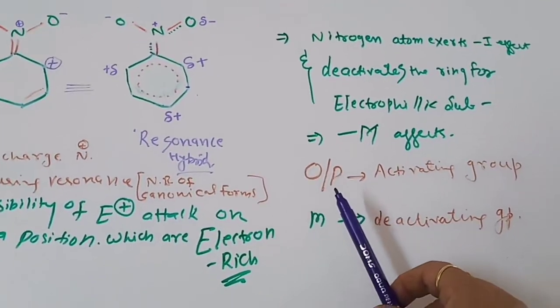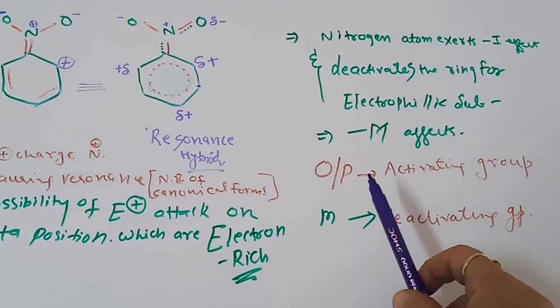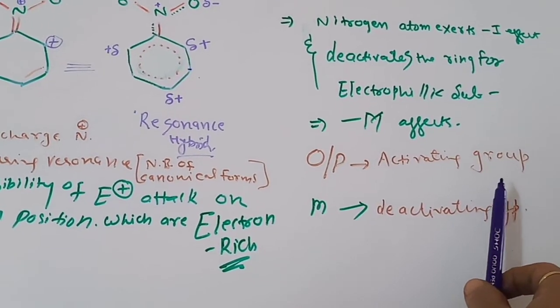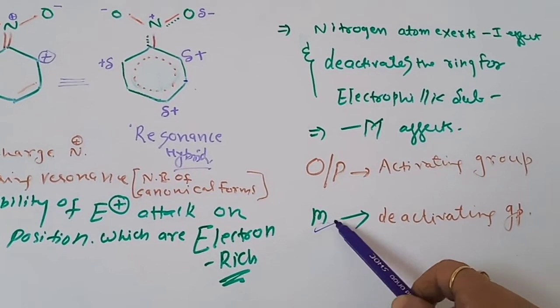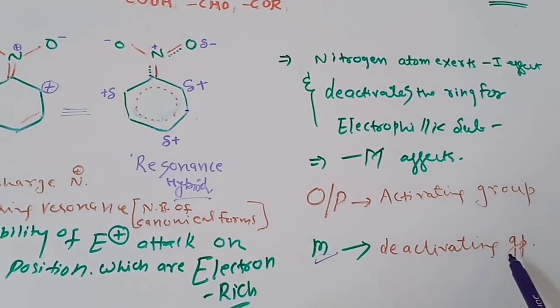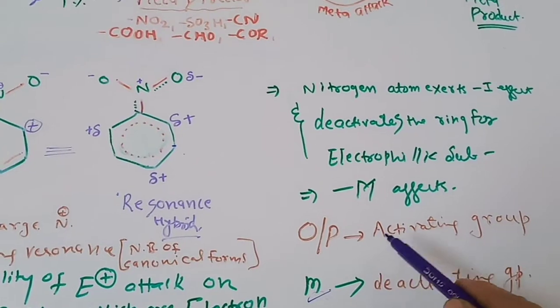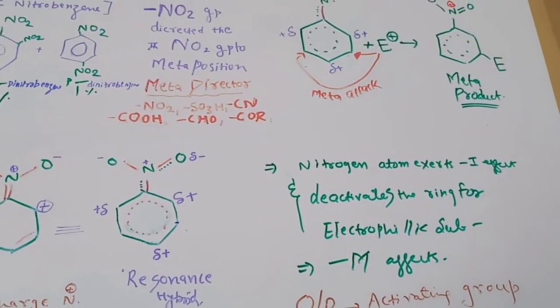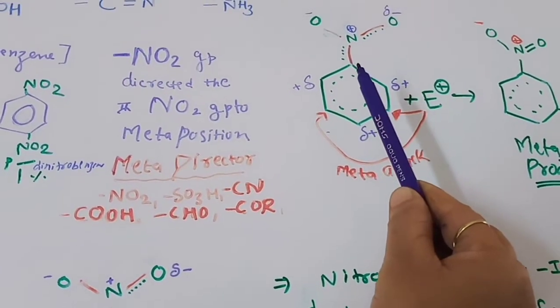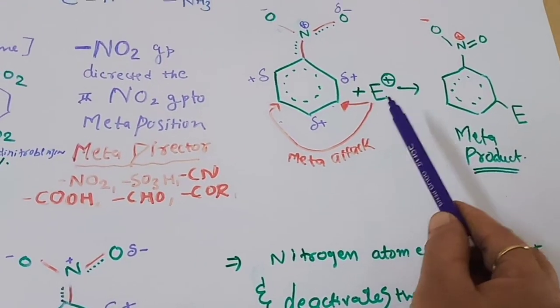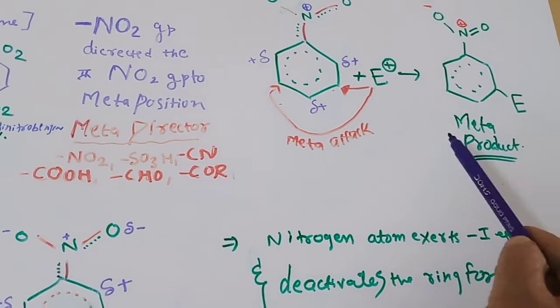We can conclude that ortho and para directing groups are activating groups, meaning they activate the ring for electrophilic substitution reactions, and the meta directing groups deactivate the ring for electrophilic substitutions. Now we will see the activity effect in a bit more detail. Once again, we have seen that if a meta directing group is present, the substitution goes to the meta position and the meta product is formed.